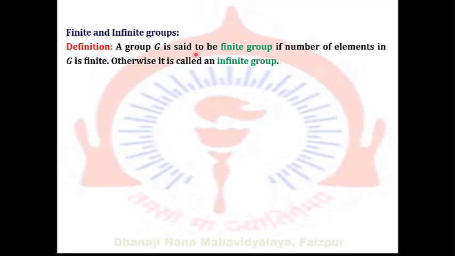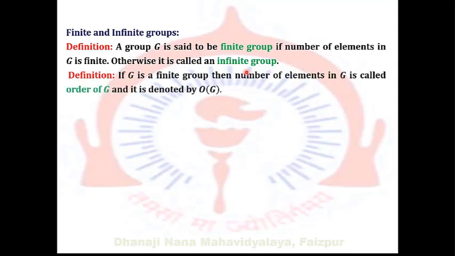A group G is said to be finite if number of elements in that group G is finite. Otherwise, it is called an infinite group. Again, we have the definition. If G is finite group, then number of elements in G is called order of G, and it is denoted by this notation, that is order of G.